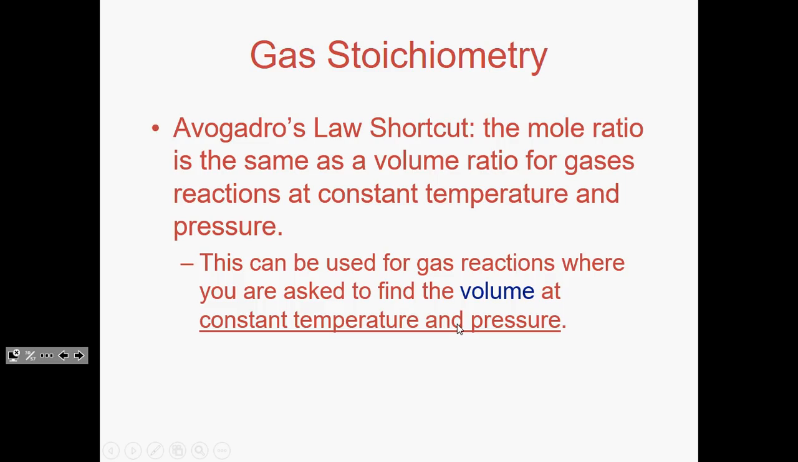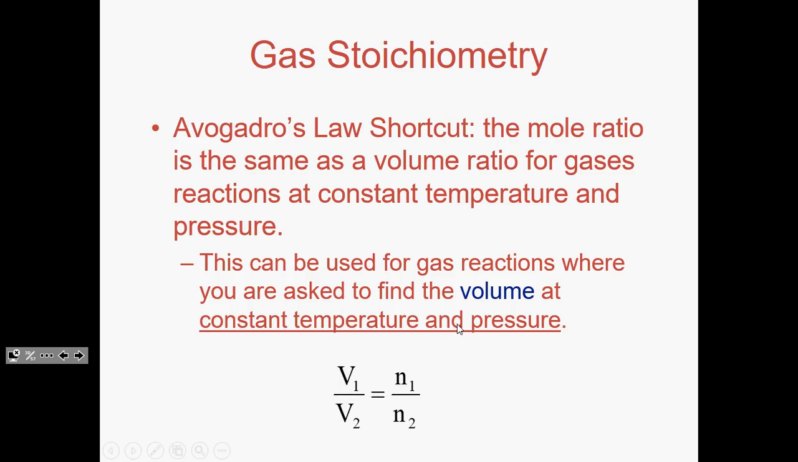If they're asking us for the volume and we're at a constant temperature and pressure throughout the reaction, we can do an Avogadro's law shortcut to prevent from doing something like a PV equals nRT, then a mole ratio step, and then another PV equals nRT. We can do all of that in one quick relationship.